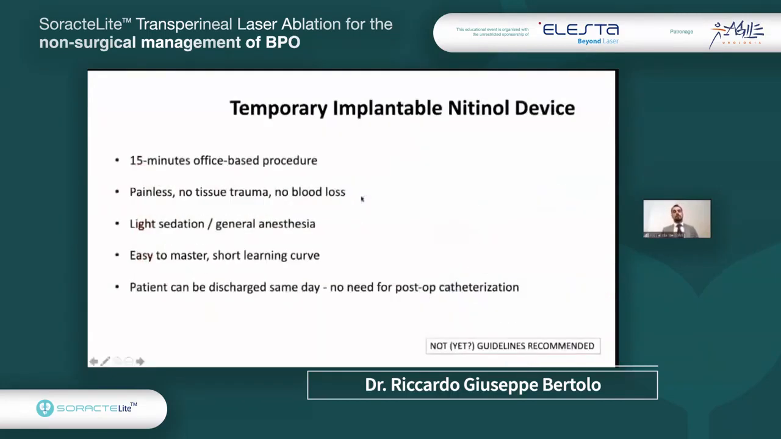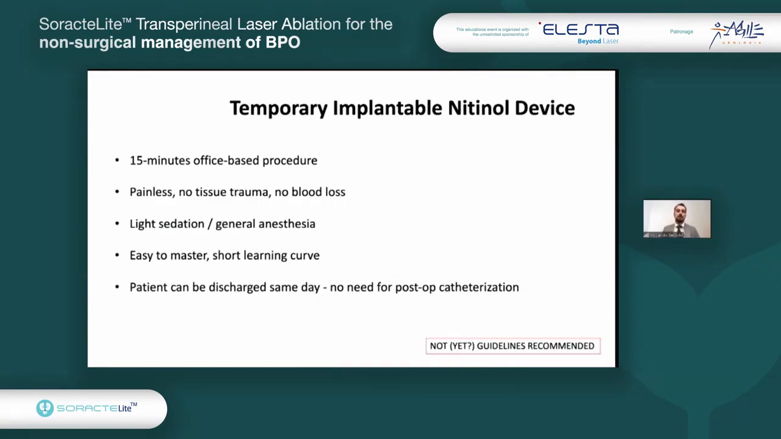This kind of device is called temporary because, with respect to the Urolift we watched about from Dottoressa Secco, it is something that is temporarily implanted in the prostatic urethra. It is a 15-minute office-based procedure. It's virtually painless with no tissue trauma in the prostatic urethra. There are no blood losses recorded. It could be performed under light sedation or general anesthesia.